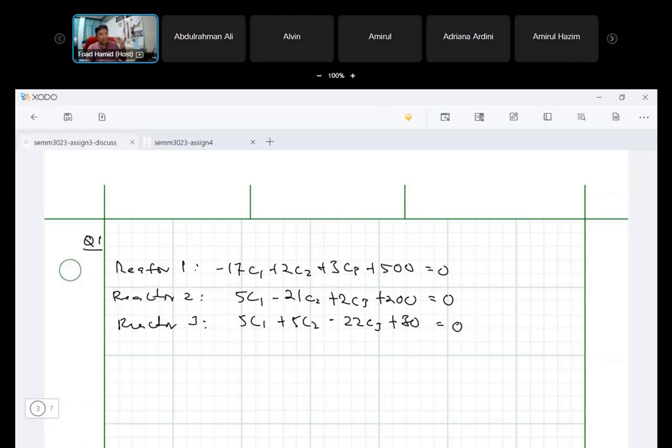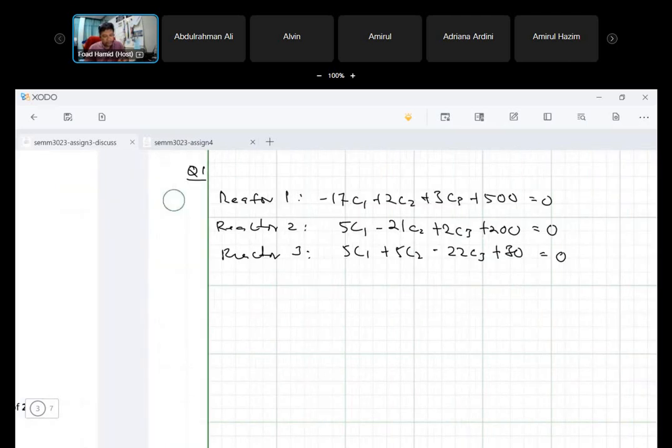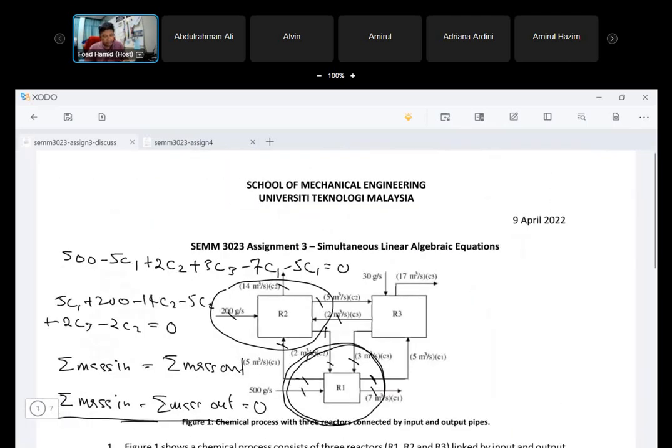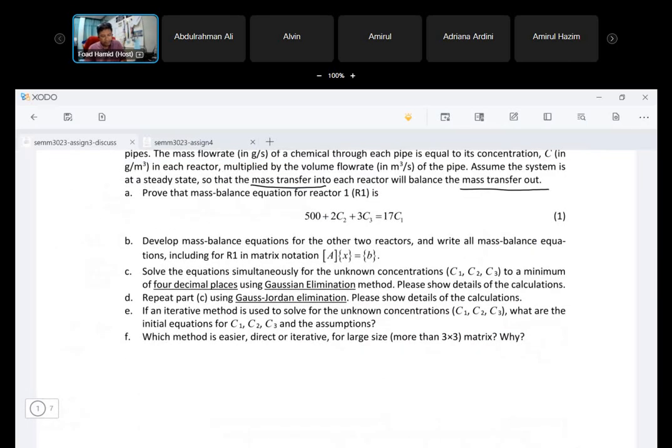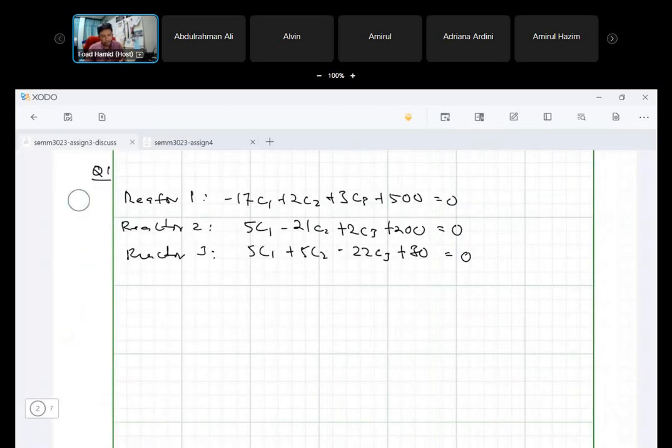So the next one is, of course, trying to solve the governing equation. So I think part B is asking us to develop the mass balance equation for the other two reactors. Okay, we are done with that, and put it in this form, in matrix form. So let's do that.